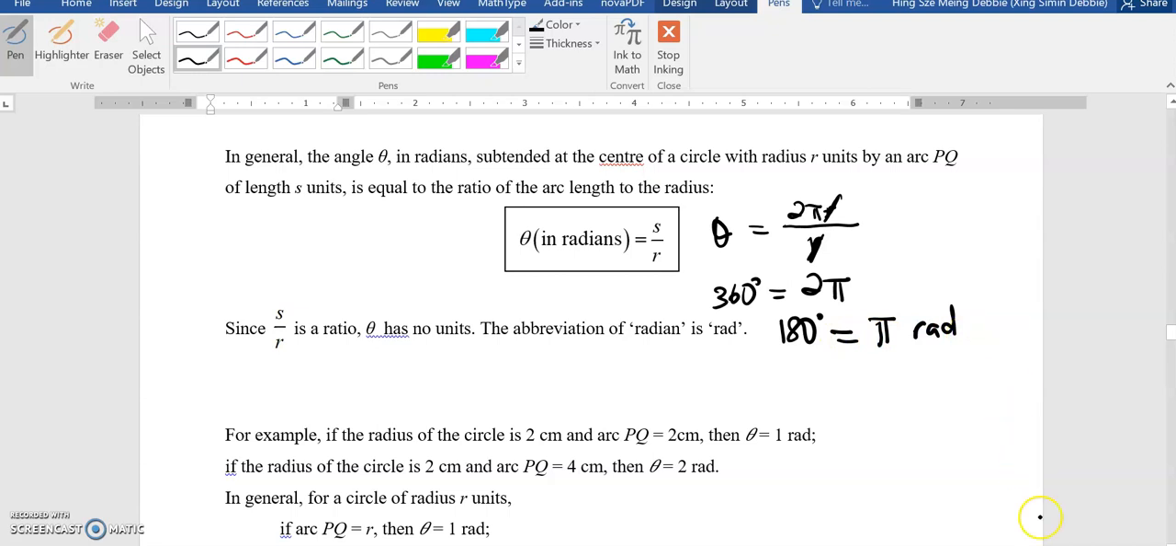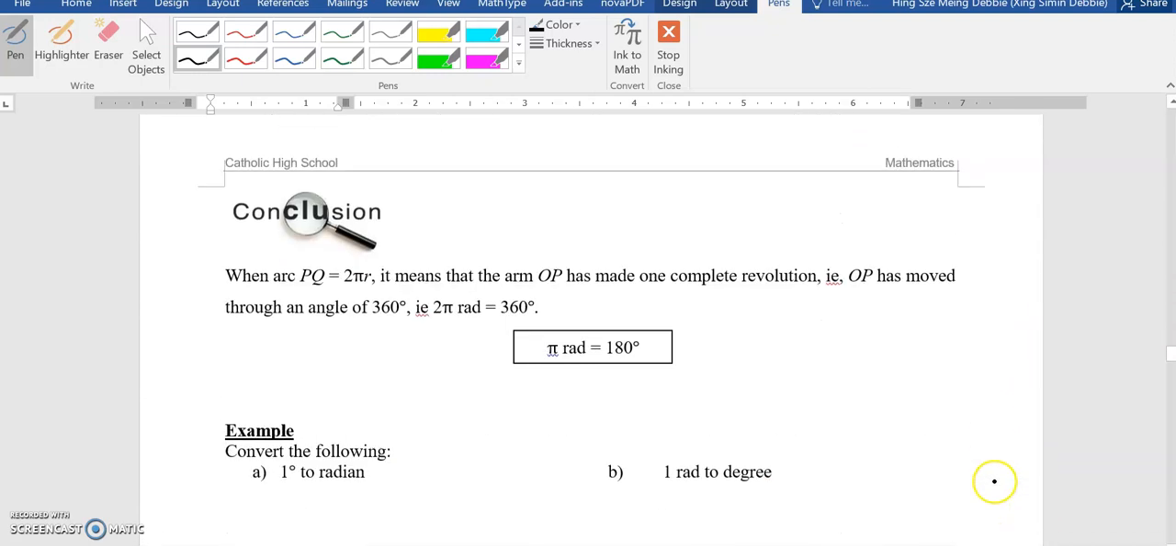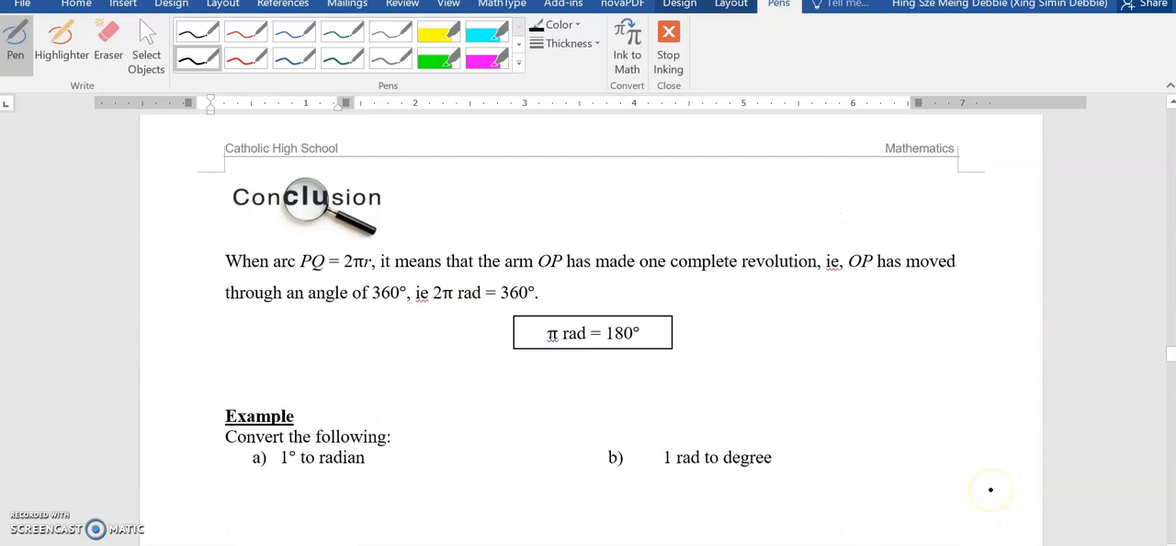This brings me to page 7, where the conclusion states that when an arc PQ is 2 pi r, meaning PQ is the circumference, it means that the arm OP has made one complete revolution. OP has moved through an angle of 360 degrees, and that's how we concluded that pi radians is equal to 180 degrees. Let us pause and do some conversion practice before we go into word problems.